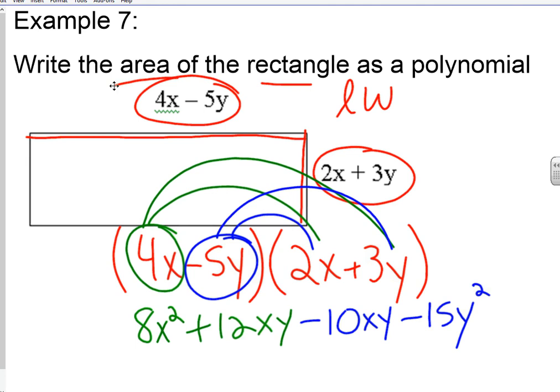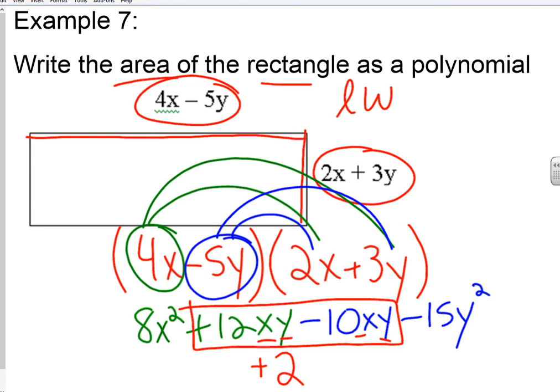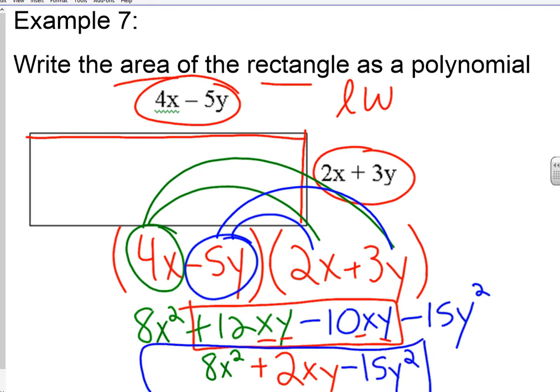Final step, combine your like terms in the middle because they both have an x and a y. 12 minus 10 is positive 2xy. Your other terms, go ahead and drop them down. And there you have it, is your final answer for example 7.